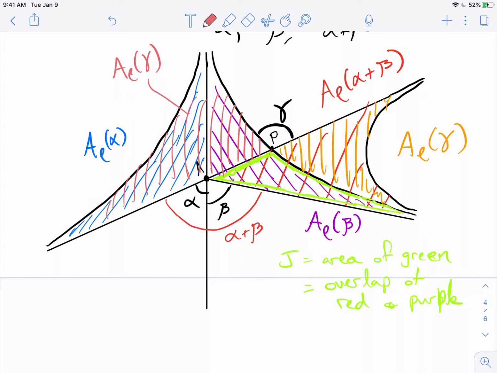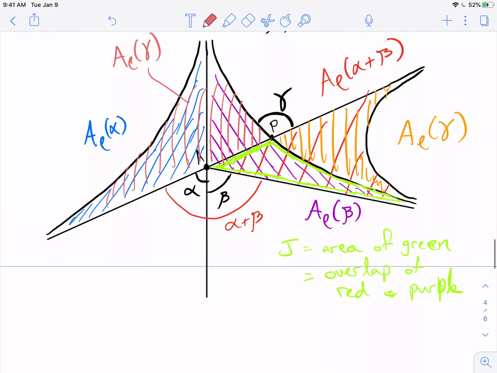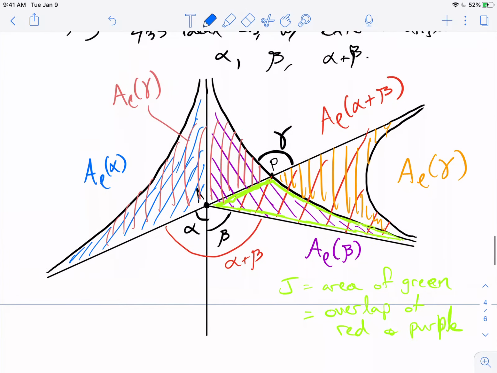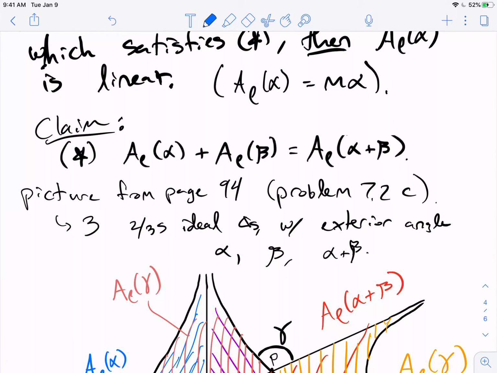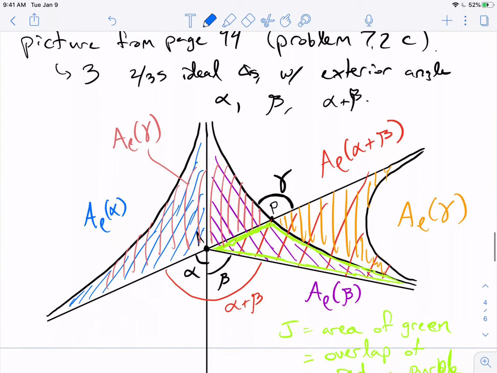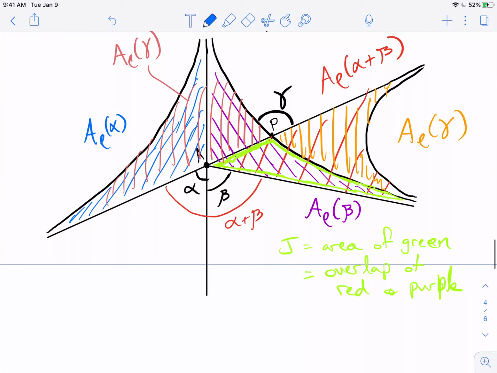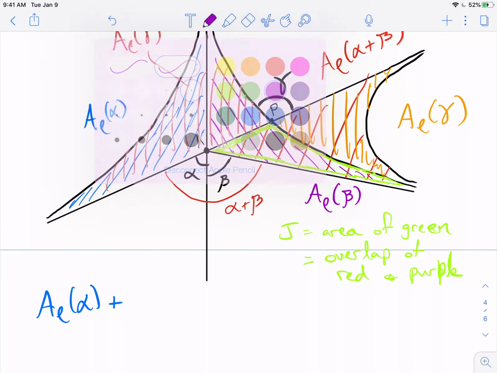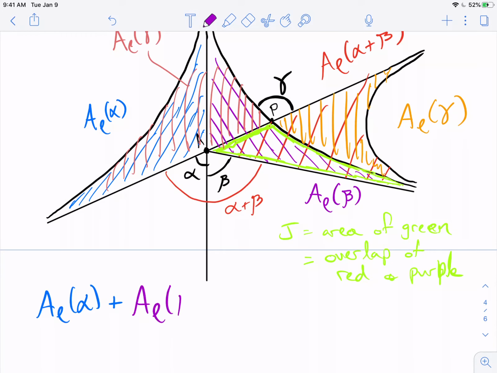And so with all these pieces, we should be able to prove the claim now. So the left-hand side of the claim is the area of the 2/3 ideal triangle alpha plus that of beta. So it's blue plus purple. So we got a rho of alpha plus a rho of beta.